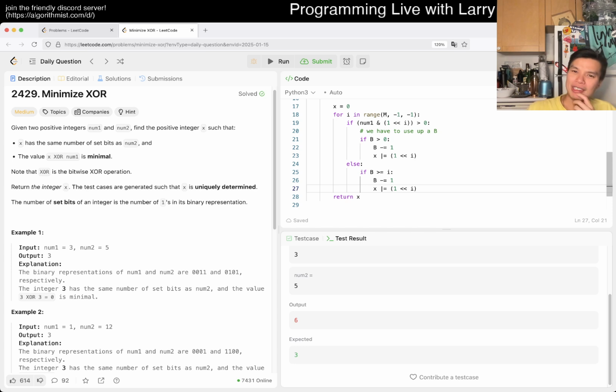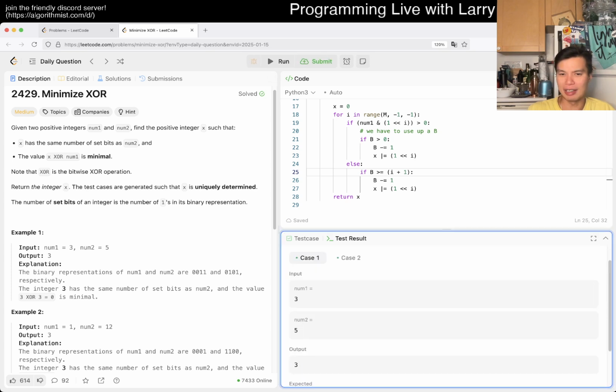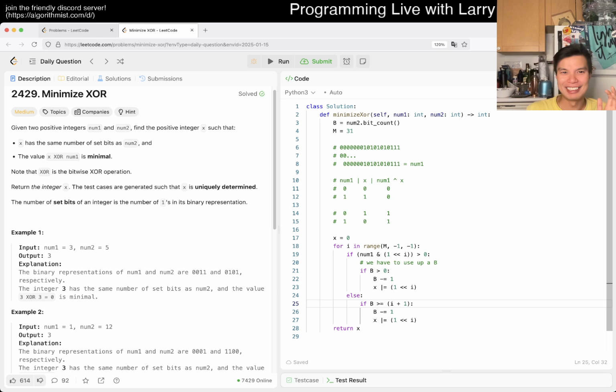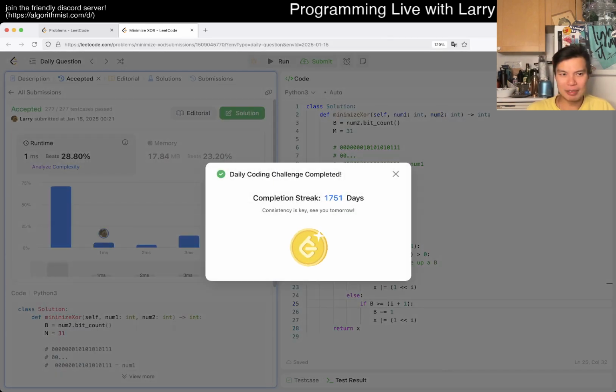Am I off by 1? Yeah, okay. I guess that's it. Because when i is 0, there's 1 digit and you need to do it. Okay, yeah. So that's really it, despite the silliness. Let's give a submit. And yeah, 1751 day streak.